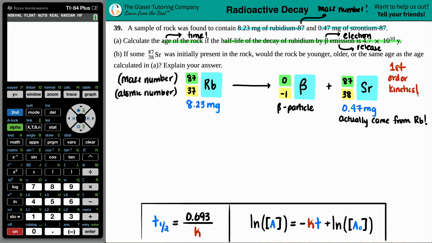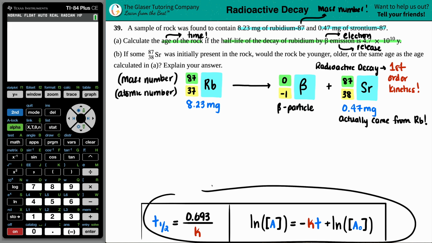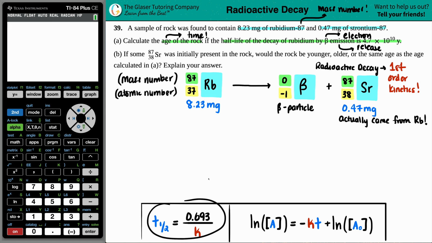So, literally, the equations that you learned from your kinetics chapter for first order are the formulas to use. Radioactive decay is always first order kinetics. So why learn a different formula just because it's a different chapter when you already have your first order kinetic equations, which I wrote down here? You've got a half-life equation, t half equals 0.693 over k. And then you've got your integrated rate law, the ln of an amount, a concentration, equals negative kt plus the ln of your initial amount. Those are the ones that I'm going to use.